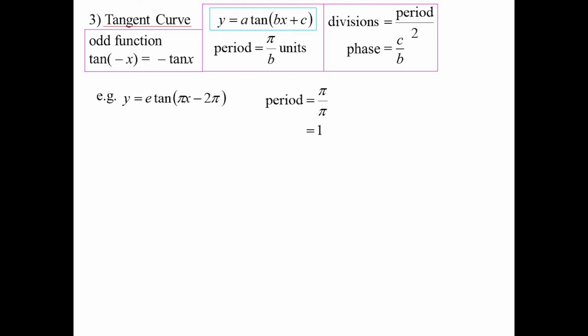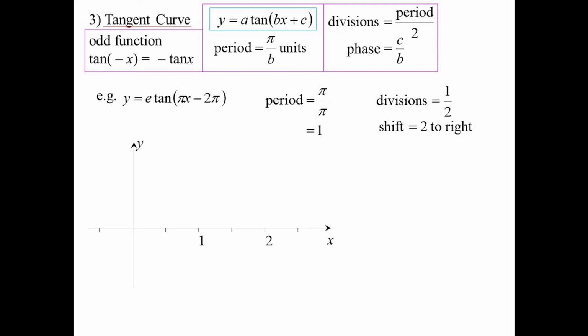So period is 1. So I'm going to mark my divisions every half. And we've shifted, it ends up being 2 to the right. Again, if I was to solve pi x minus 2 pi, what do I get? I get x is 2. Okay, so let's draw the axes in. Again, I'm not going to worry about the y-axis. So the x-axis, and we're marking these off every half. So every second one is an integer.